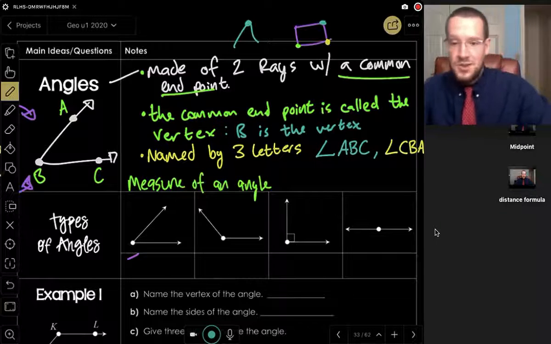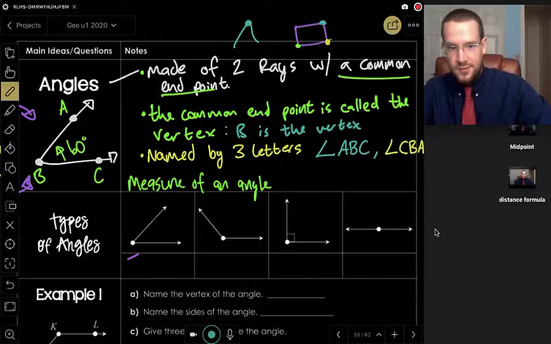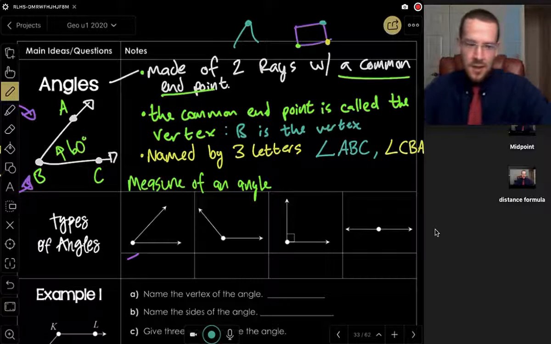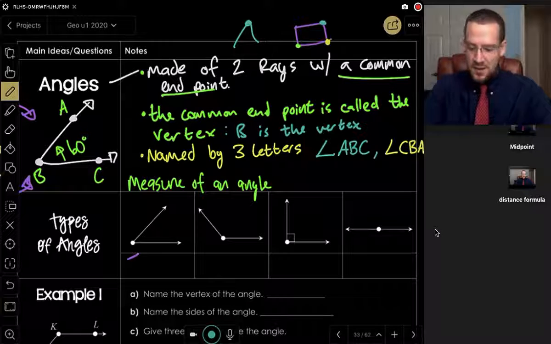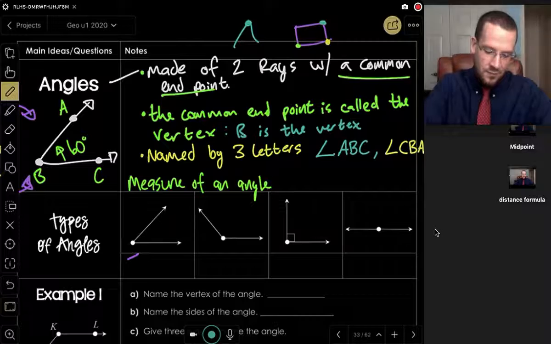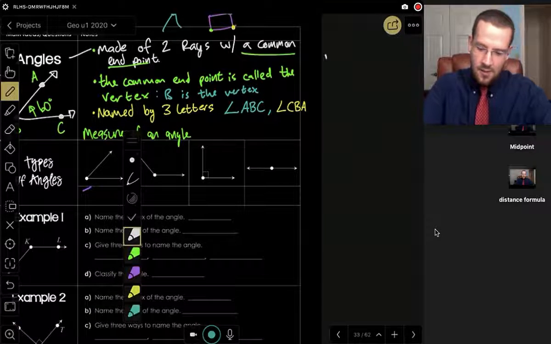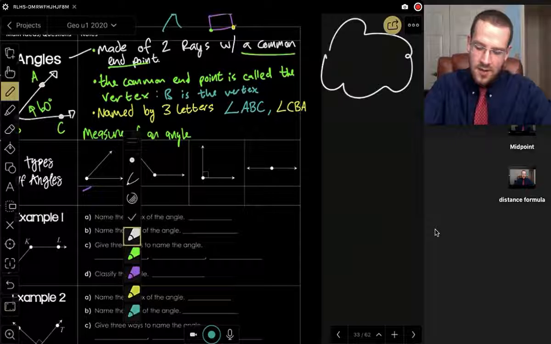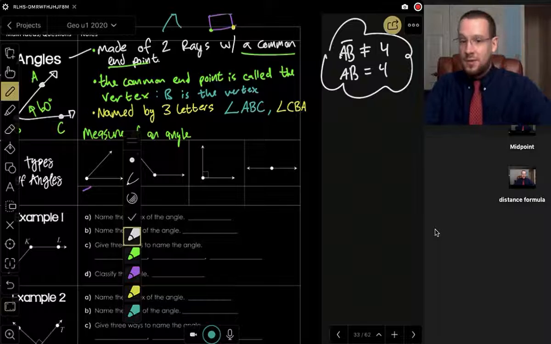Whenever we're talking about the measure of an angle, let's say, for example, that this angle opens up to 60 degrees. Let's say this is a 60-degree angle. We need to say something different. Remember that when we had segments, we said the segment AB was not equal to a number. It was the measure of the segment AB that was equal to the number.